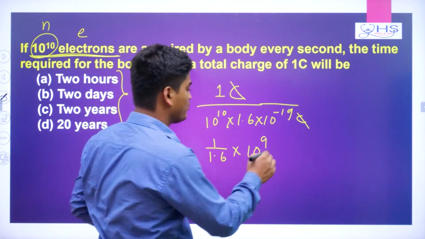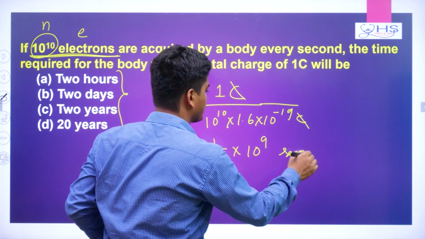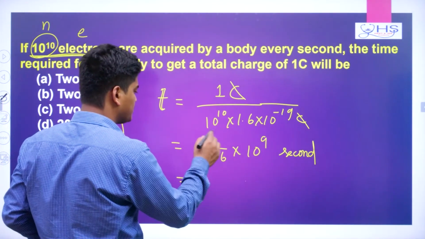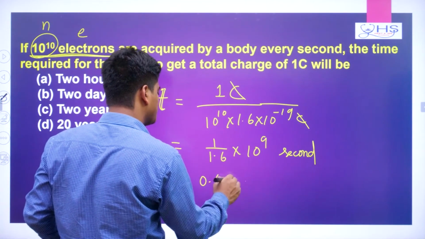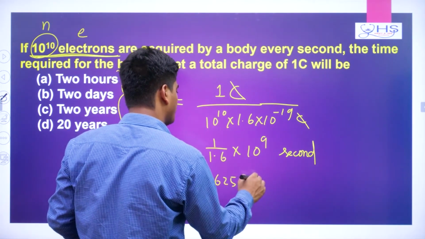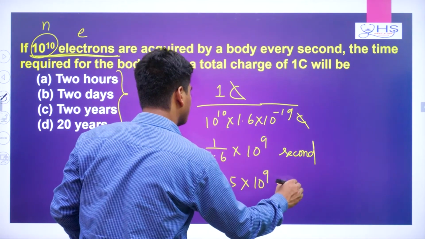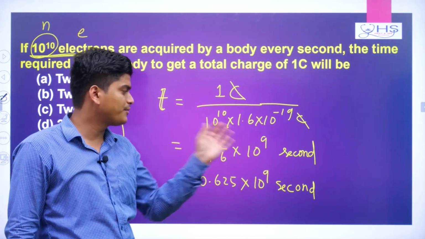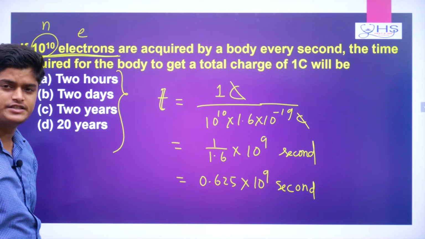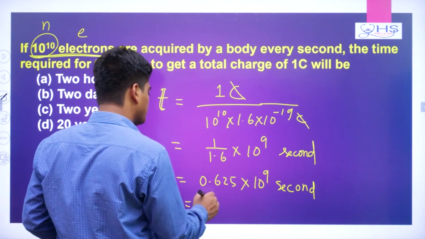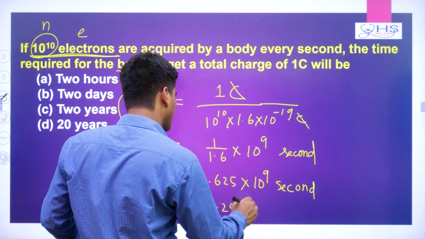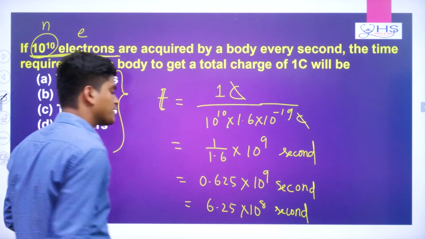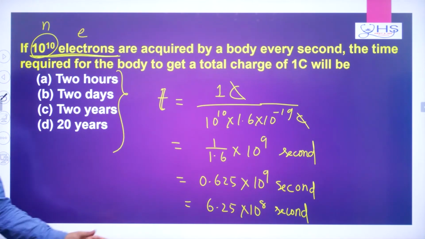And in every second you are taking, that means it will come in seconds. Then I can write this as 0.625, because 1 by 1.6 is 0.625, into 10 to the power 9 seconds. Remember this value always, 1 by 1.6 is 0.625, because most of the time it will come, as e is a constant value. Now we can write this as 6.25 into 10 to the power 8 seconds. So this much time it will take.